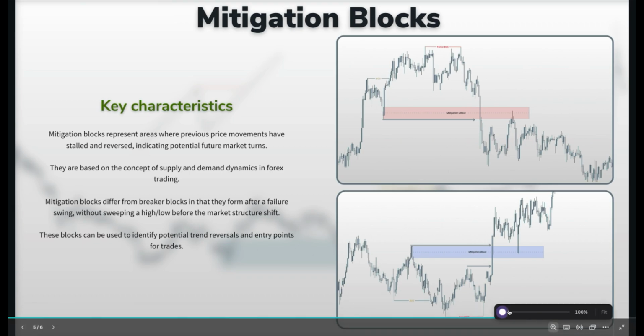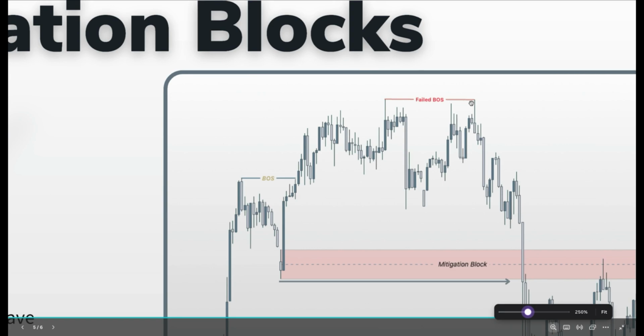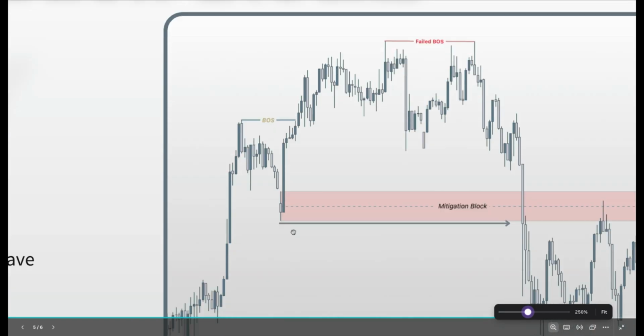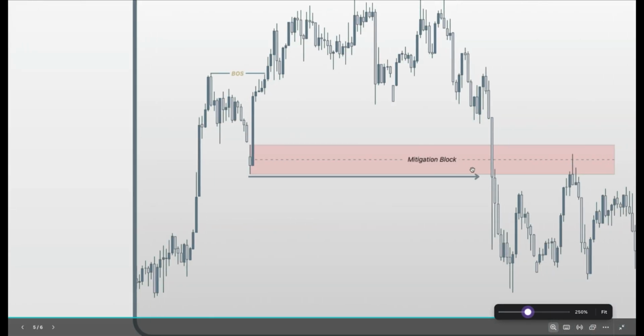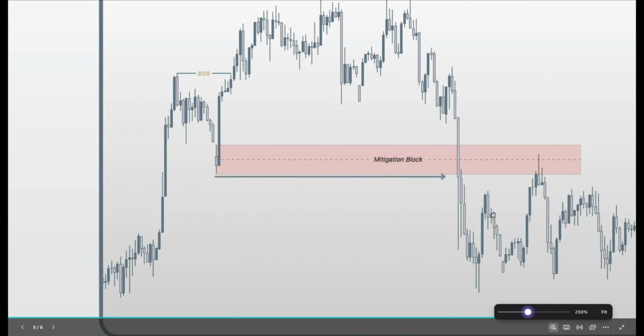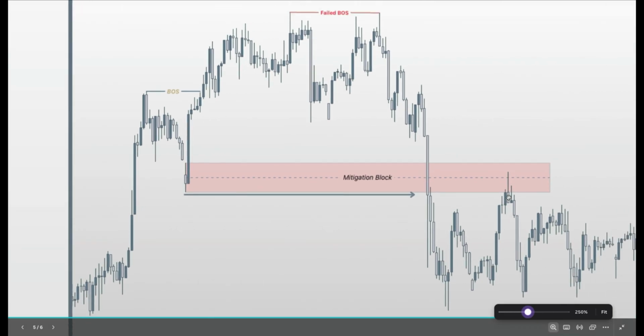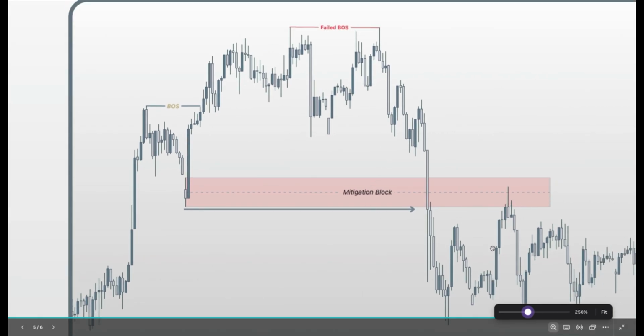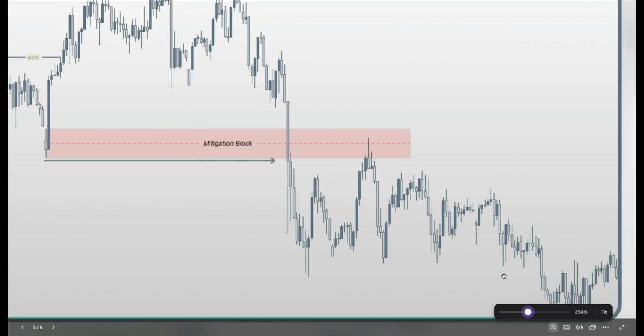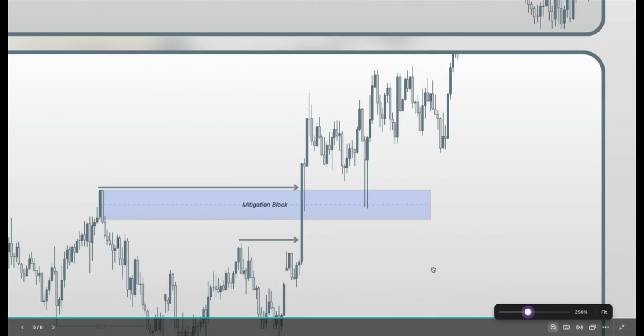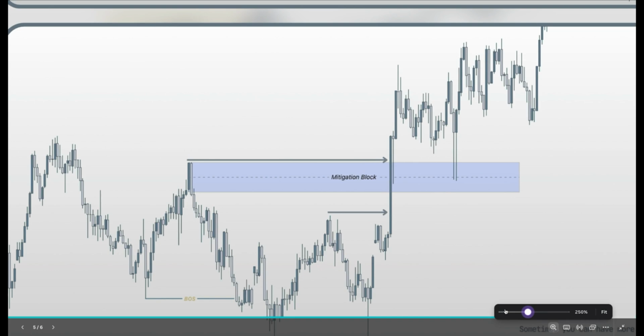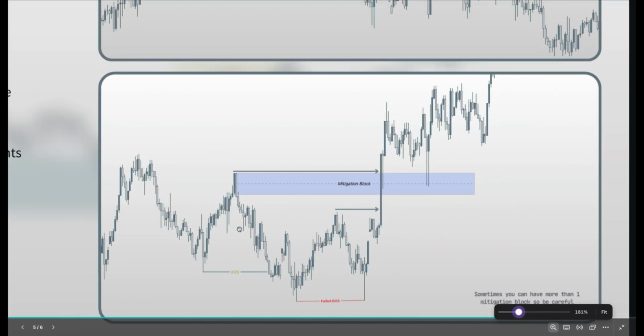So real quick, you can see here there was a failed break of structure, right? We were going up, what did price do? Come down, cause a change of character, and price reverses and taps into this mitigation block. And then what does it do? Continue going down, right? And then same thing here. We were initially going down, right? Had a break of structure. But then what do we have here? A failed break of structure.